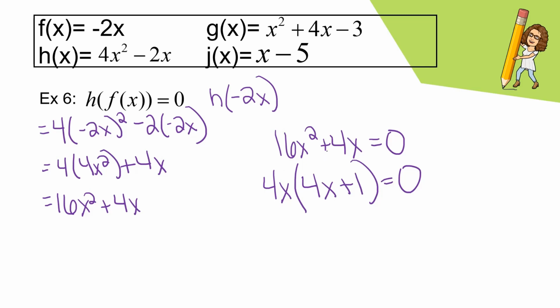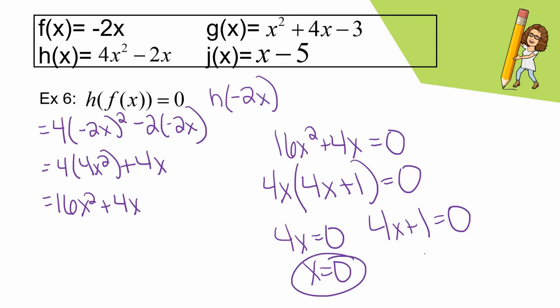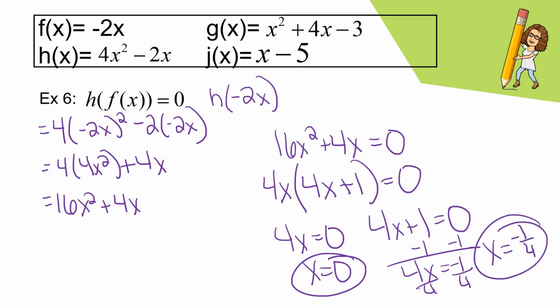Now what's cool is I can set both of these pieces equal to 0. So I can set 4x equal to 0 and 4x plus 1 equal to 0. Let's solve. Dividing by 4, I will get x equals 0 for one of my answers. Subtract 1. Divide by 4. I will get x equals negative 1/4. Notice the difference between this problem and the last couple we've done. This one had x equals because it had an equal to 0 to start out with. And remember, when you want to factor, you always have to be equal to 0.